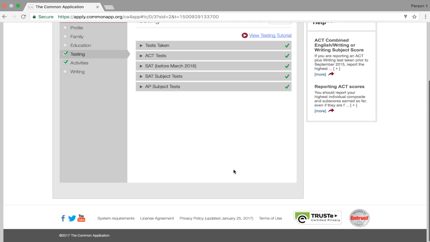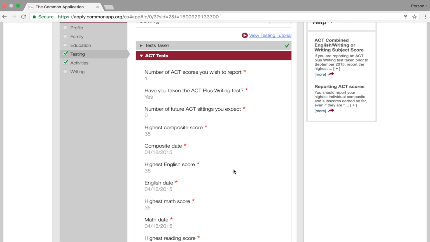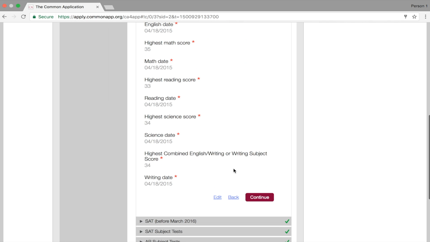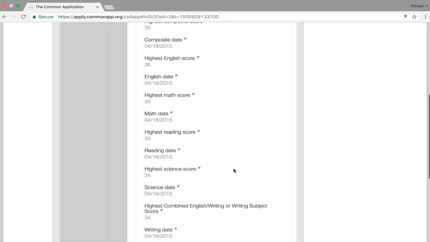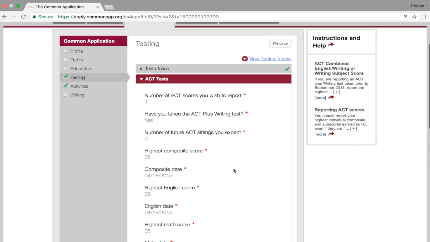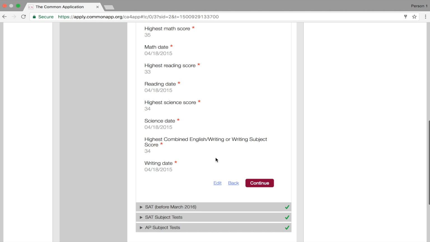Okay, so ACT, blah blah blah. Why does it still have all my testing stuff in it? Yikes. Alright, well, this is my entire breakdown of my ACT. How nice. Okay, anyway, that's how you do your tests.